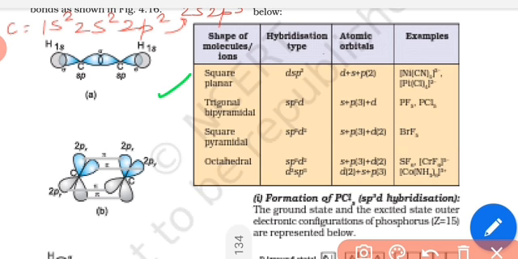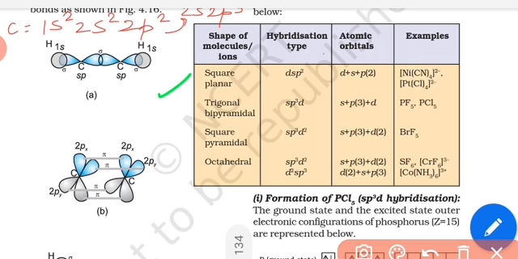Now this table gives an idea about the type of hybridization and the shape of the molecules or ions associated with it. For example, dsp2 hybridization is associated with a square planar shape, sp3d with trigonal bipyramidal, sp3d2 in some cases with square pyramidal, and in some cases with octahedral. Octahedral shape is also associated with d2sp3 hybridization. So this is all about this video.